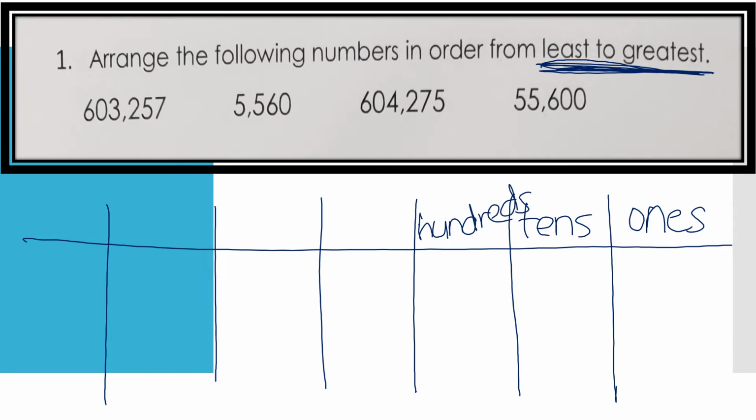So we have our ones, tens, hundreds, then we're going to go to our thousands, 10,000s, and 100,000s.